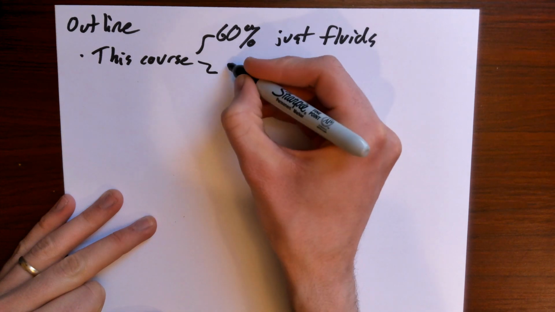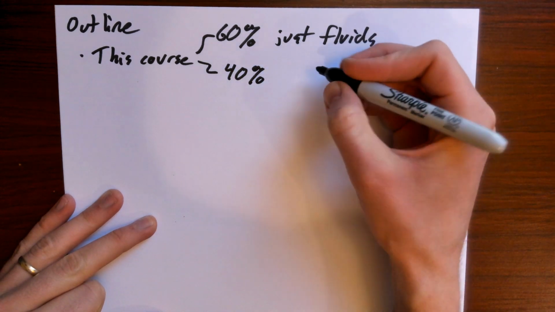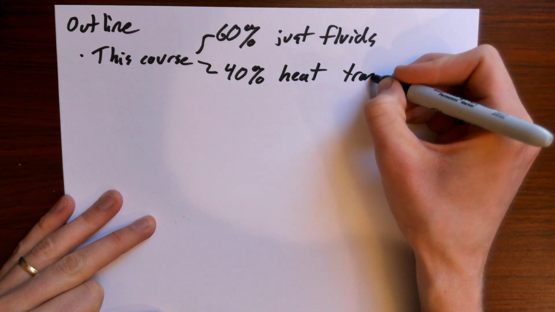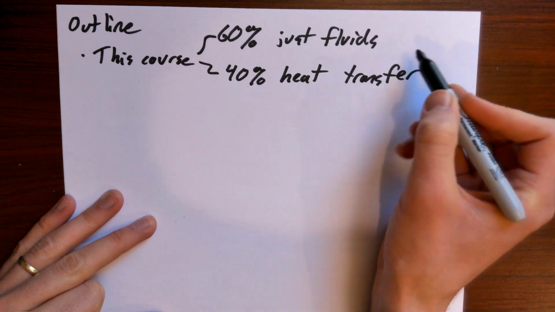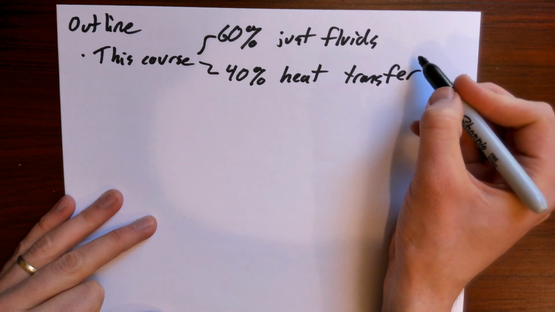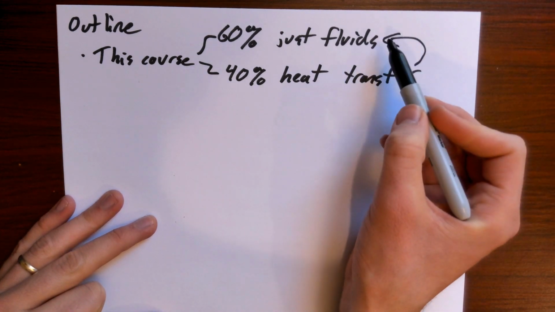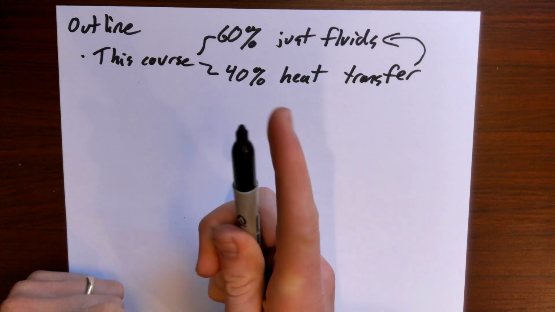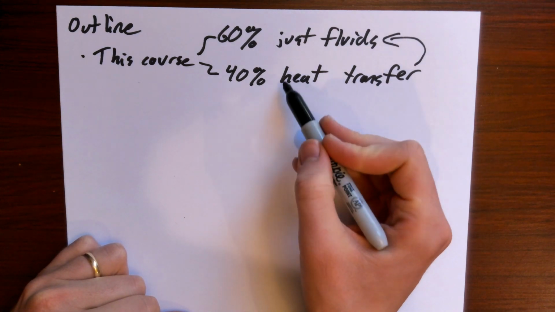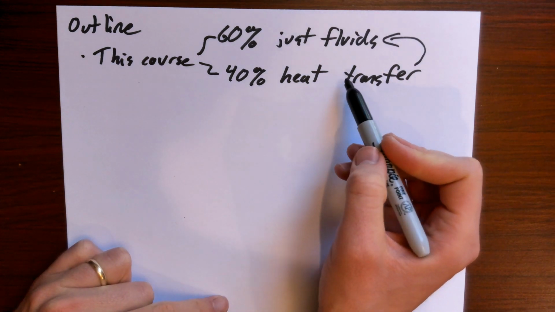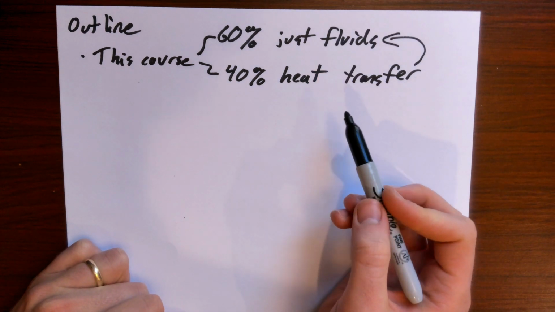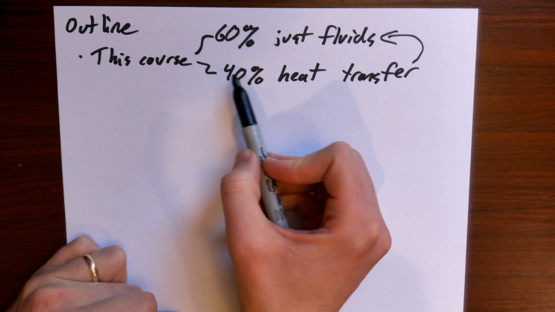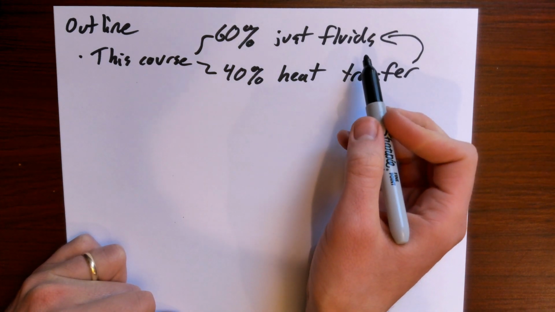And then for the last, say, 40%, we're going to be talking about heat transfer. It turns out that some parts of heat transfer actually use fluids directly, if you're talking about fluids transporting, cooling things off or heating things up, or various methods that we use to solve heat transfer problems are the same methods that we'll use to solve fluids problems. So this course in general, we're starting off talking about fluids. We're also going to talk about heat transfer. So there we have it.